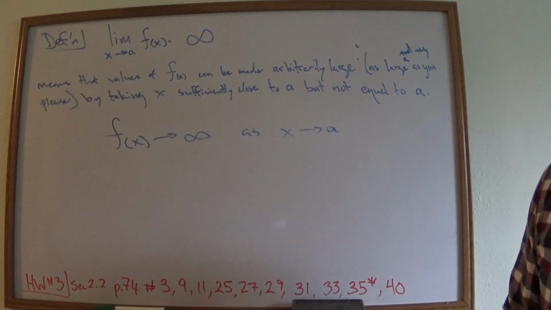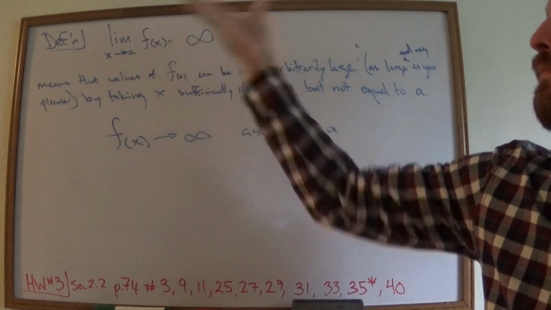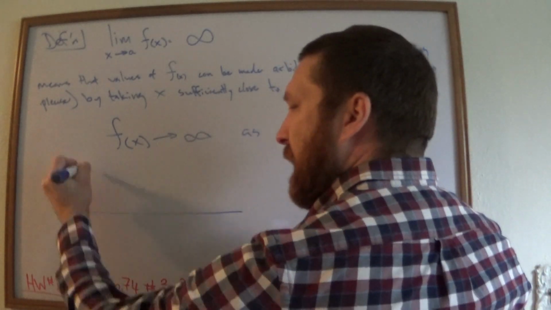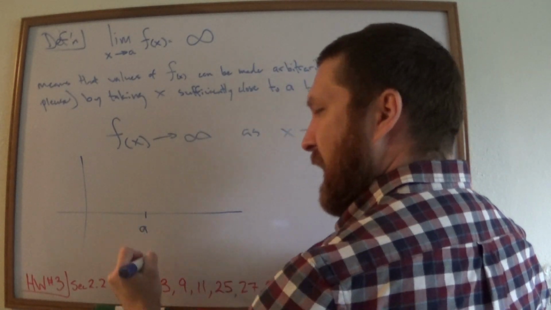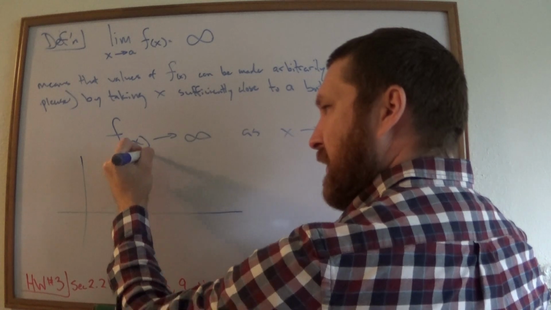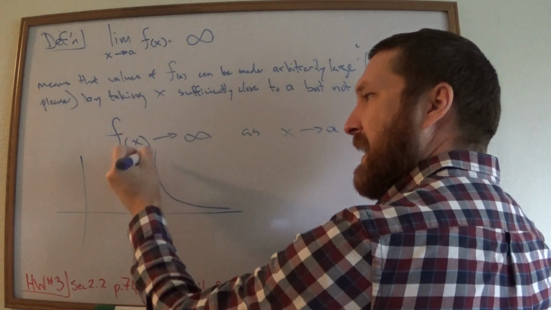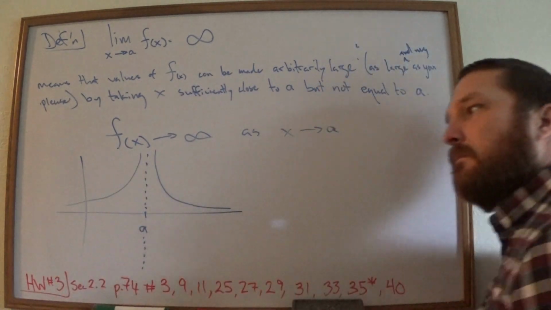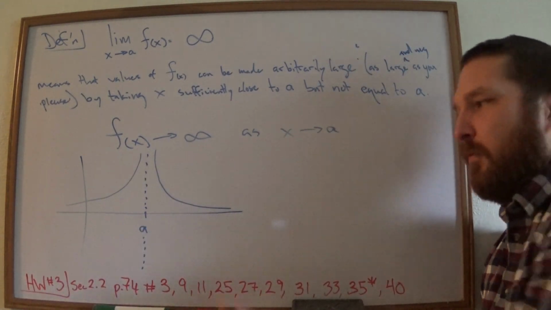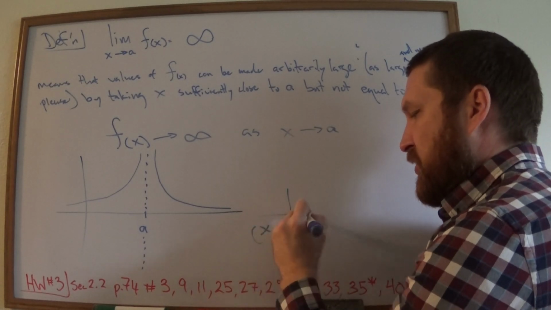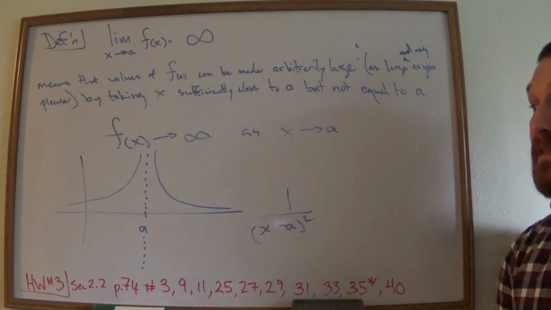So if a function has this property, then as soon as you see that, you could say, well, if you're here at a, then your function must do something like this. There must be an asymptote, right? Like we've seen that before. This would be an example of 1 over x minus a squared. There are other things that do this.